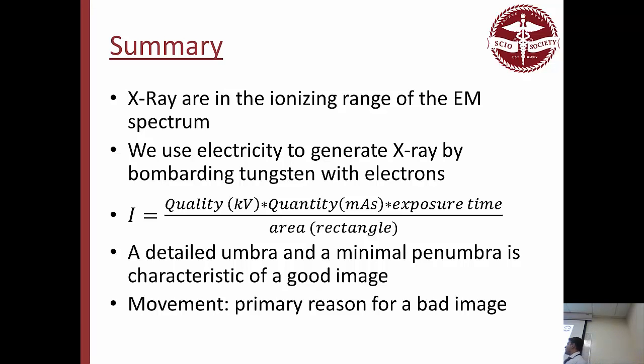And lastly, the area. If you use a rectangle instead of a circle, you're actually focusing your rays on a smaller area, so that's good. So a detailed umbra and a minimal penumbra is characteristic of a good image. Movement is the primary reason for a bad image.